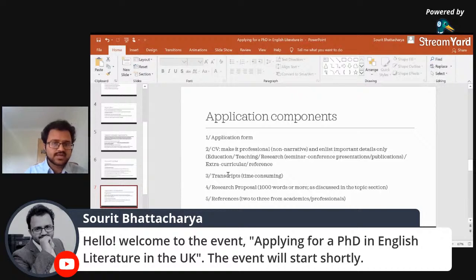I didn't know about that as well. As I said, there are many things I didn't know about. So this is something that you should know, that transcripts are not degree certificates, and you have to apply for them.